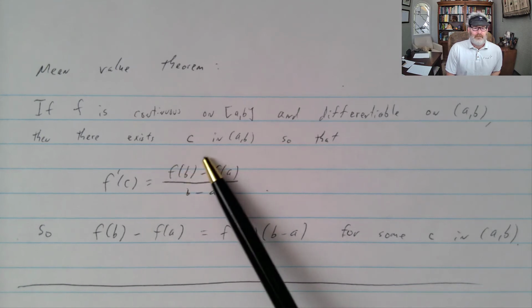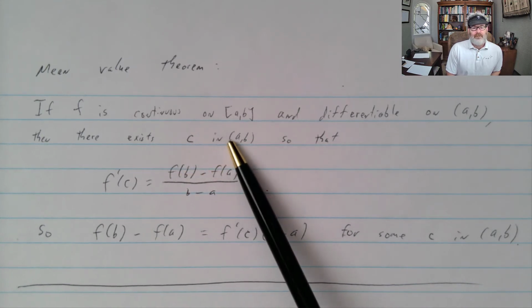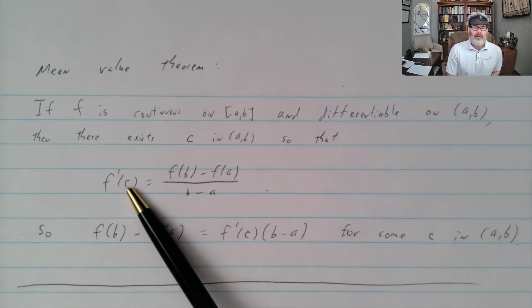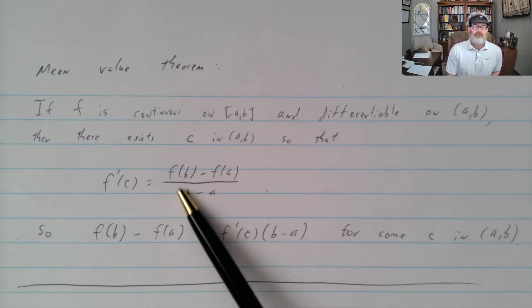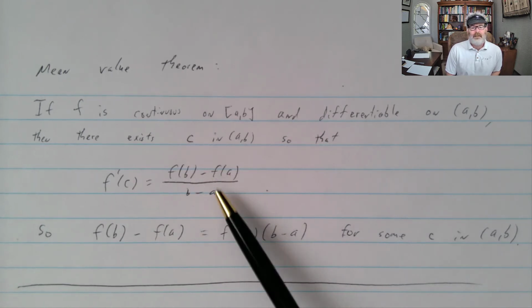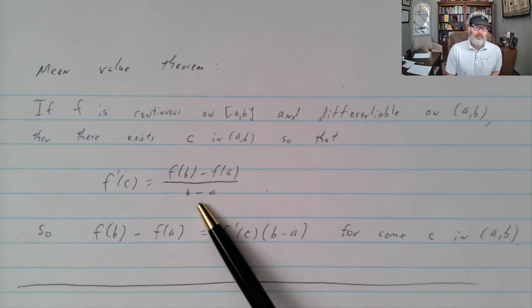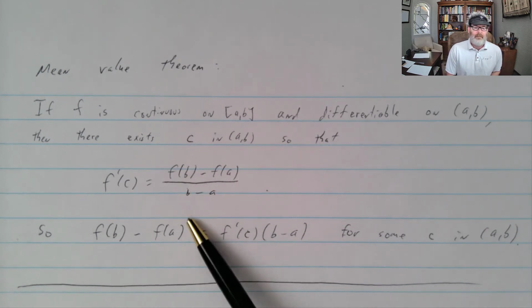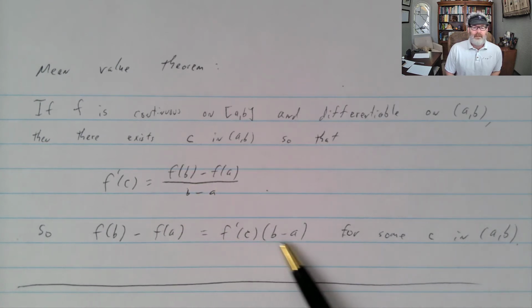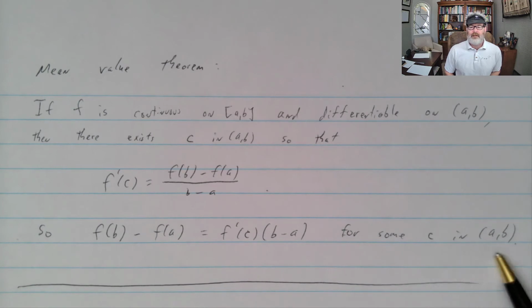So if f is differentiable, then somewhere the derivative will equal the slope of the secant line. And the way we're going to use it is, if you multiply by b minus a, you could say f of b minus f of a is f prime of c times b minus a for some c in that interval. There has to be some value where that's true.